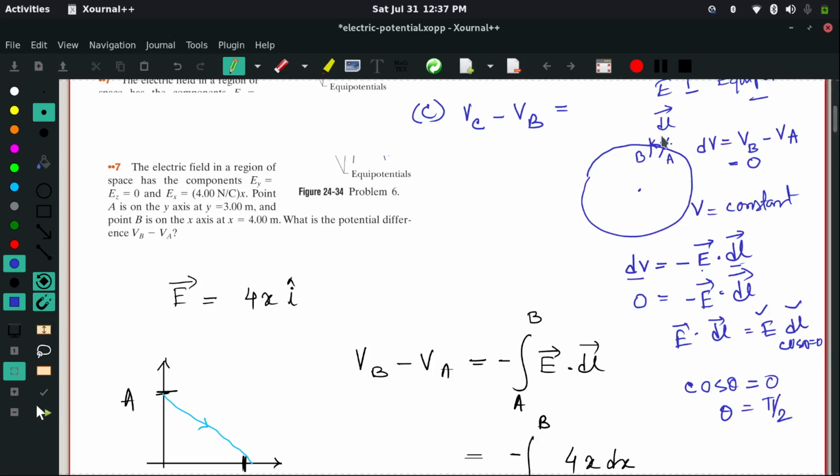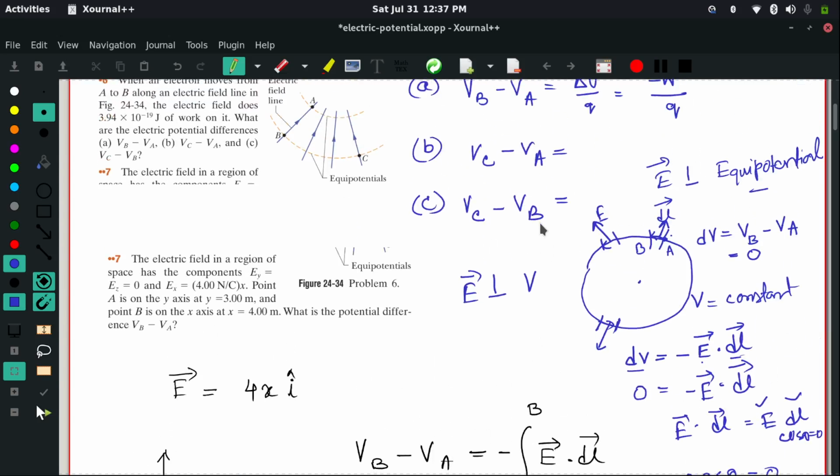So what does this mean? This means that if there is an electric field in this region, it will always be perpendicular to this dl. If you choose dl in this direction, the electric field will be perpendicular in this direction; if you choose dl in another direction, it will again be perpendicular. So if you construct perpendiculars to these dls throughout, you will see that the electric field is always perpendicular to the constant potential surface.